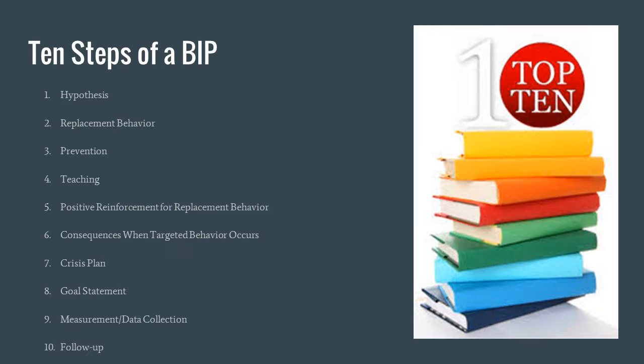Positive reinforcement to use will also be indicated, with possible examples being to earn extra computer time or school store credits. Consequences are also clearly laid out for when targeted behavior occurs, such as removing the student from groups after a warning. Additionally, instructions for a crisis plan will be provided if needed, stated goals and measurement standards, and plans for follow-up. Follow-up is important to make sure everything is addressed successfully.